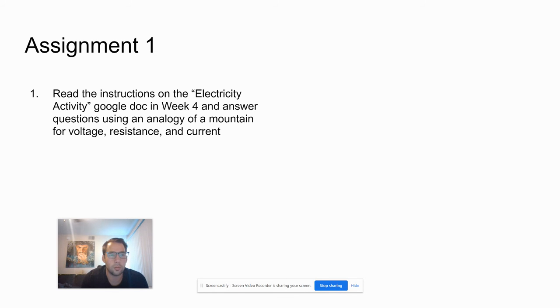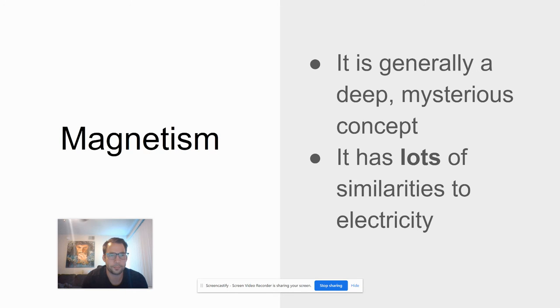So you're going to be working on this assignment where you have to come up with your own analogy, much like the river example, and then answer relationship problems about voltage, resistance, and current.